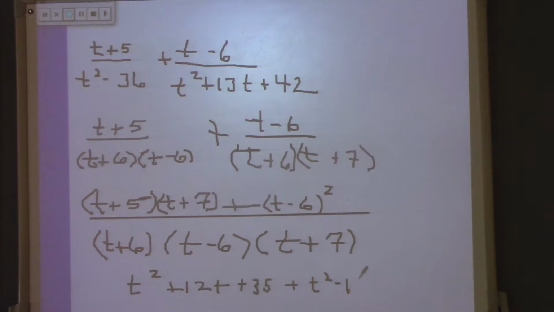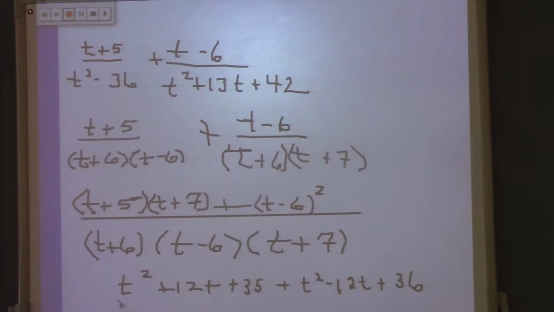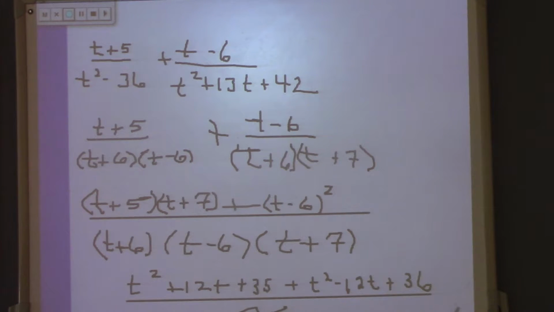Minus 12t plus 36, all over common denominator. Squiggle. All right, what's t squared plus t squared? 2t squared. And 12t's do what? Cancel. And 35 plus 36 is 71.